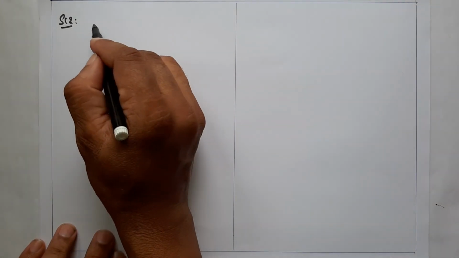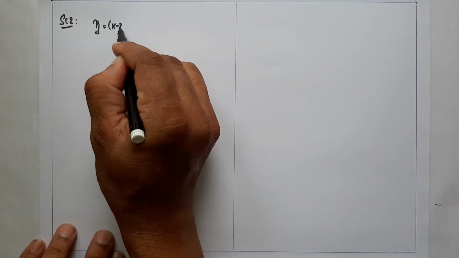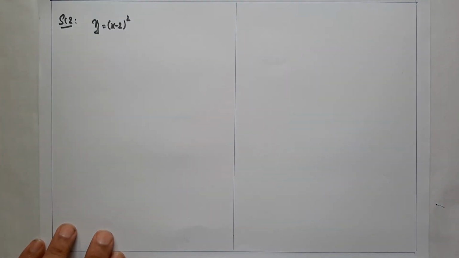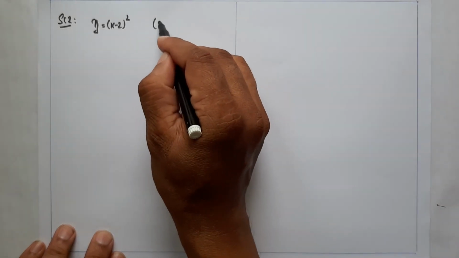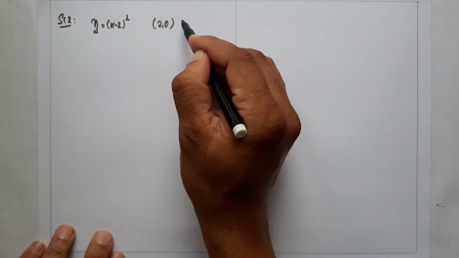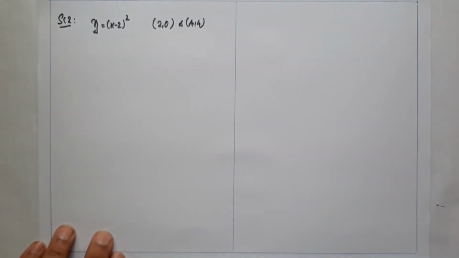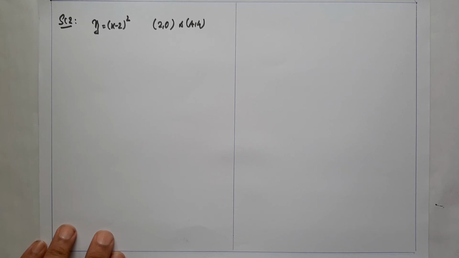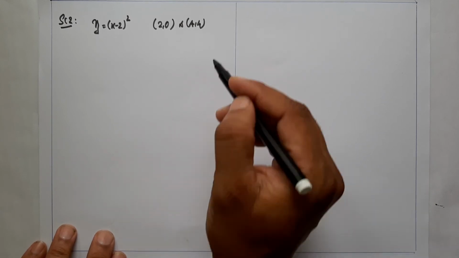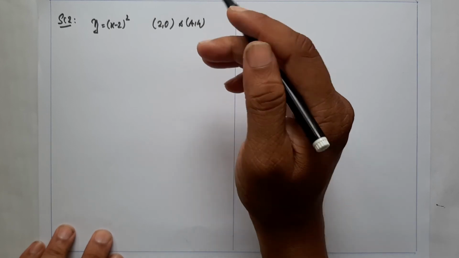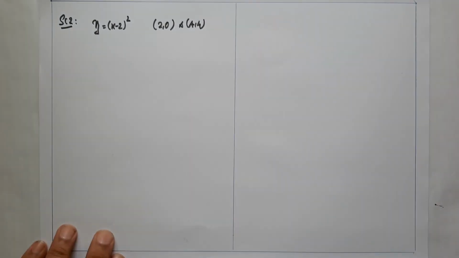Question is, find the points on the curve y equal to x minus 2 the whole square, at which the tangent is parallel to the chord joining (2, 0) and (4, 4). Same exercise, 6.3 exercise question number 8. If you have any doubt in the question, please refer 6.3 exercise question number 8.